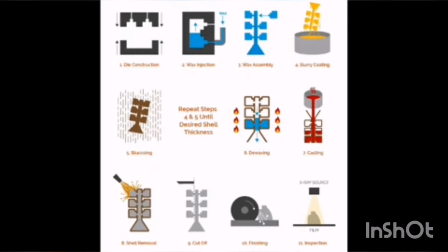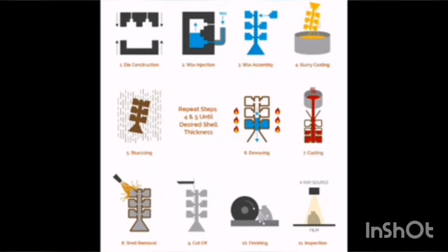And then after the slurry coating is done, particles of sand are dropped onto the surface of the wet tree assembly. This helps to thicken and strengthen the layer of coating on the wax assembly surface. And then the dewaxing, which is where the wax inside the newly built shell is now removed. The dewaxing is done using steam dewaxing, autoclave or flash fire furnace.